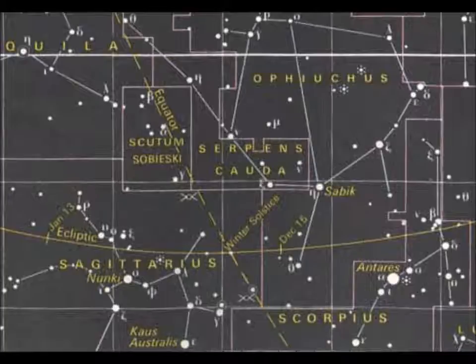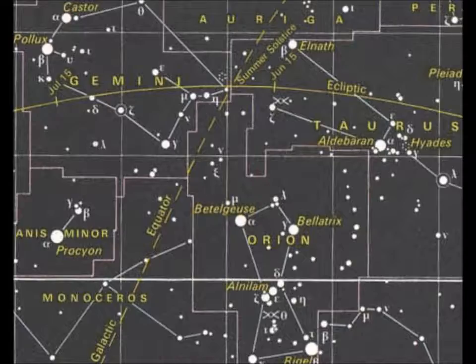The curved line of the ecliptic and the dashed line of the galactic equator can be seen in yellow. You can see a label saying winter solstice where these two lines cross. Notice that this is between the constellations of Sagittarius and Scorpio. The galactic equator crosses the ecliptic again on the opposite side of the sky, between Gemini and Taurus, where you see a label saying summer solstice.